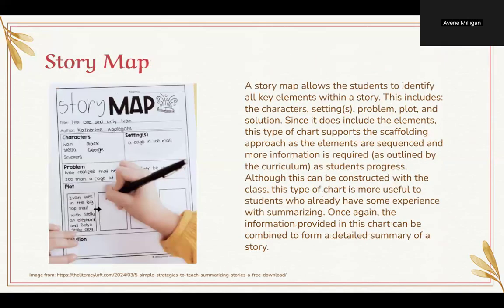Then we have the story map. So a story map allows the students to identify all key elements within a story. This includes the characters, setting, problem, plot, and solution. Since it does include the elements, this type of chart supports the scaffolding approach as well, as the elements are sequenced and more information is required, as outlined by the curriculum, as students progress.